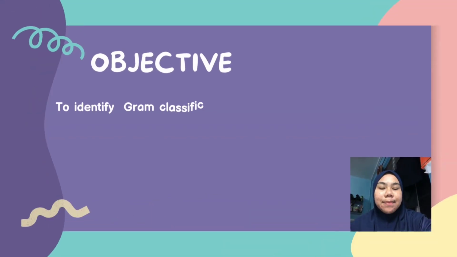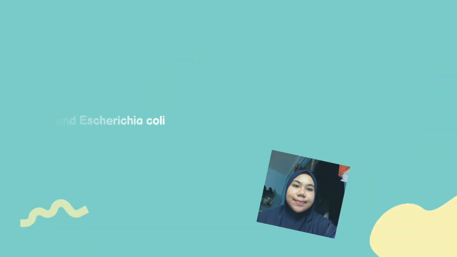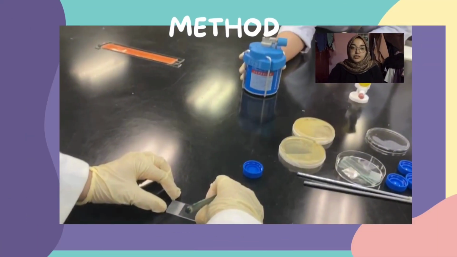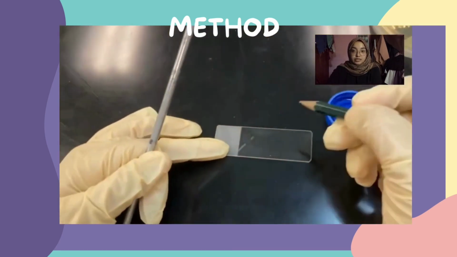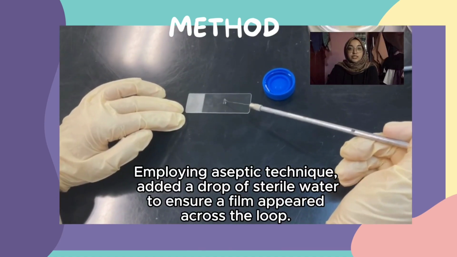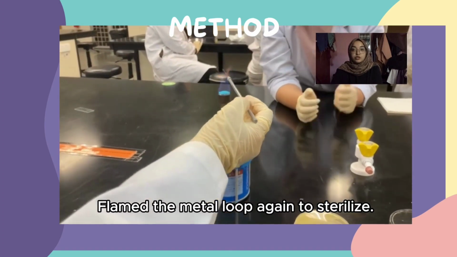The objective of this lab is to identify the gram classification of Staphylococcus aureus and E. coli. For the methods of gram staining, first we need to label the slide using a pencil. And then we drew a circle with 1 cm diameter on the slide, and then we flame again to sterilize. A drop of sterile water is added to ensure the filling appears on the loop. We sterilize the metal inoculation loop again.